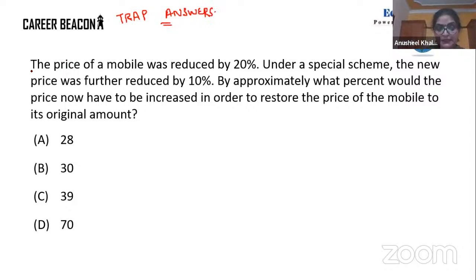Okay, so let's try the question. The price of a mobile was reduced by 20%. Under a station scheme, the new price was further reduced by 10%. By approximately what percent would the price now have to be increased in order to restore the price of the mobile to its original amount? Now, this is what the question is asking.